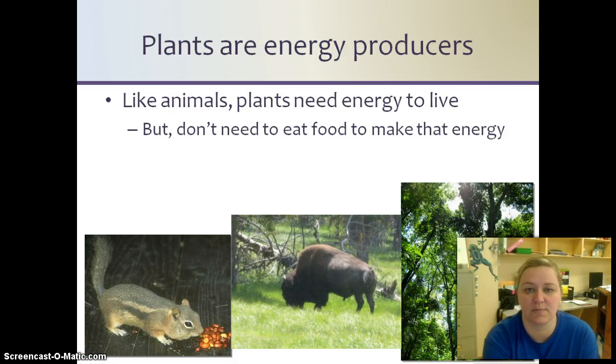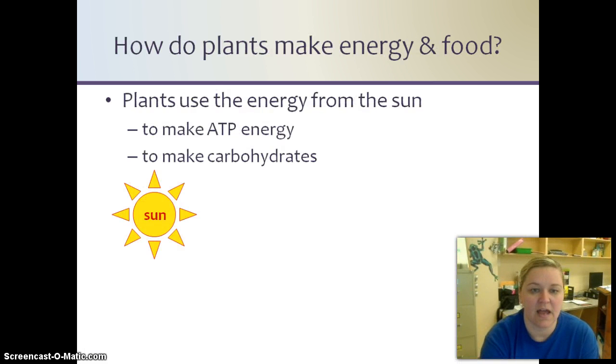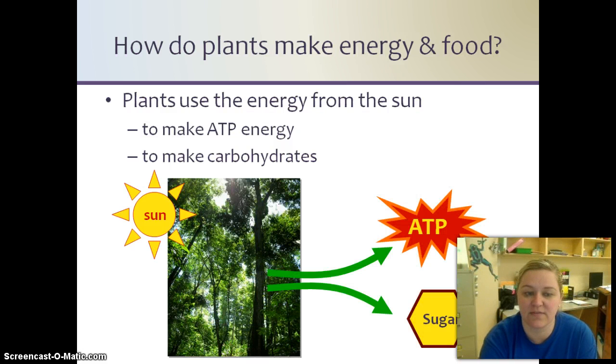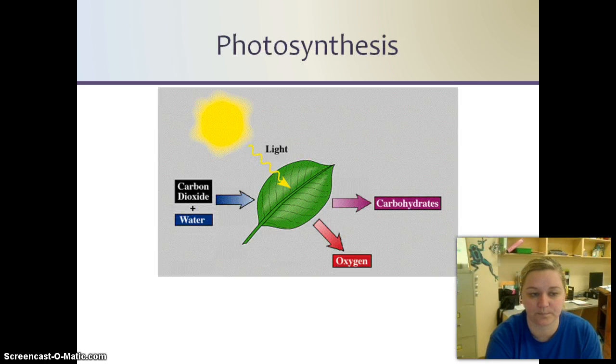Now, plants are energy producers. Remember, we've talked about plants being autotrophs and producers. Like animals, they need energy to live, but they don't have to eat food in order to make that energy like we do. Instead, they're going to use energy from the sun to make ATP energy, and then use that ATP energy to make carbs. Then they take those carbs and put them in their mitochondria and do some cellular respiration to make the energy that they need to grow.